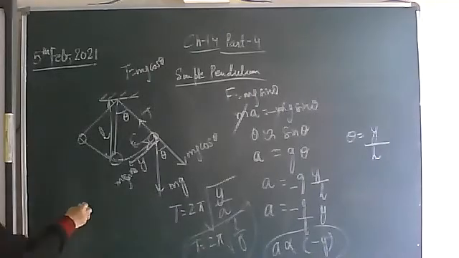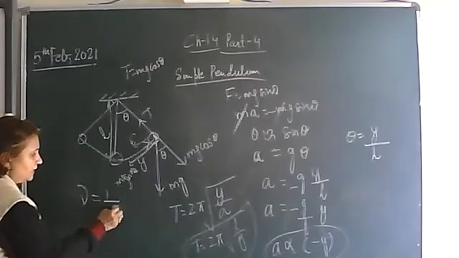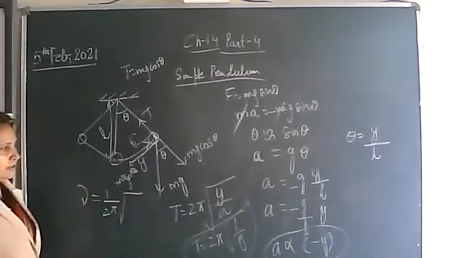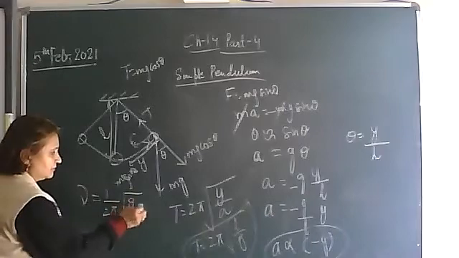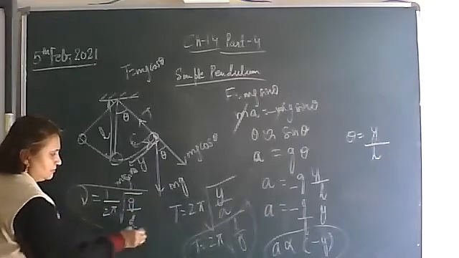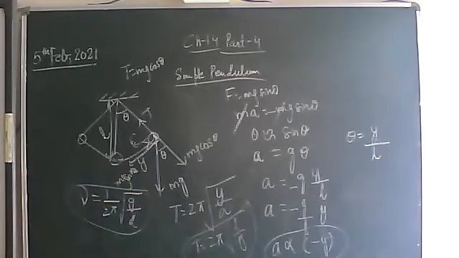Okay, let's find out the frequency also. Frequency is the reciprocal of time period. Frequency will be 1 upon 2 pi under root G by L. Frequency we know is the reciprocal of time period.